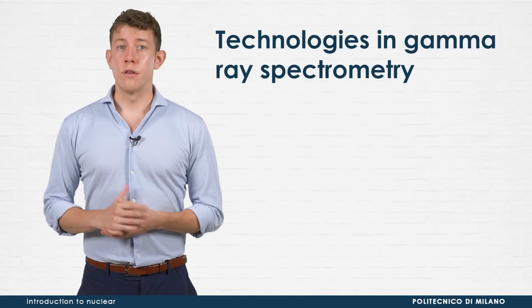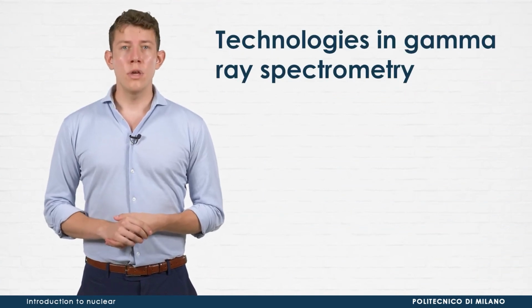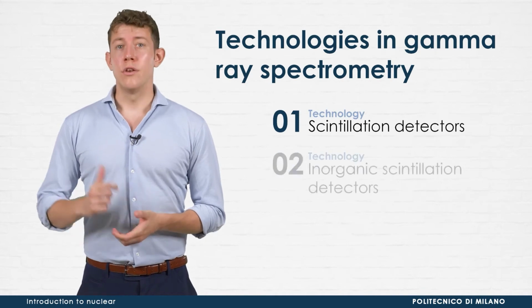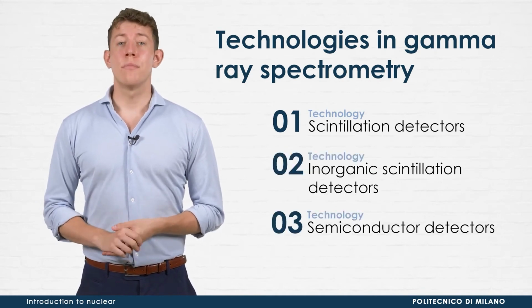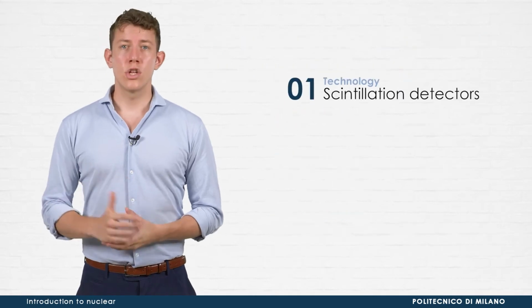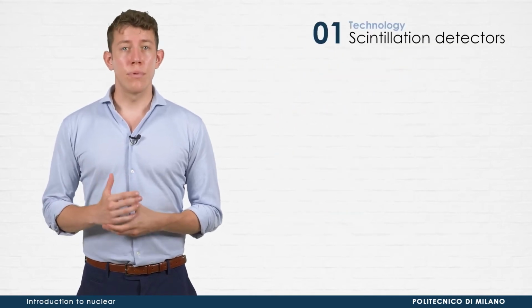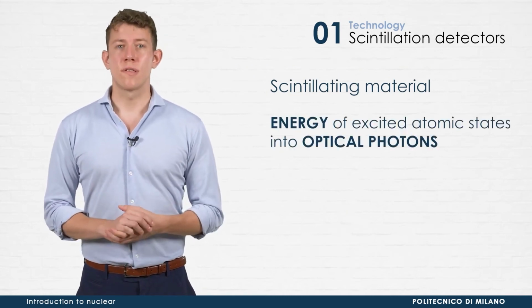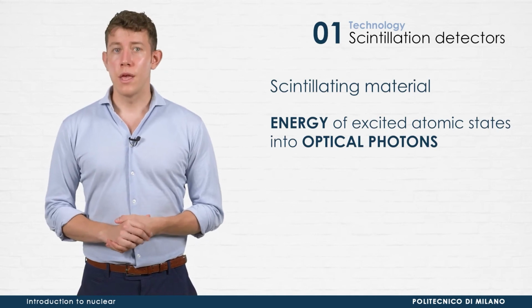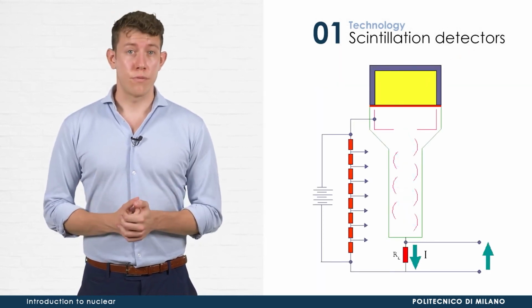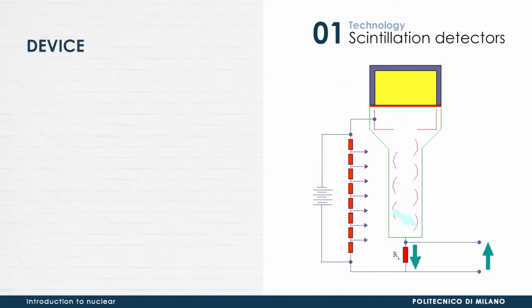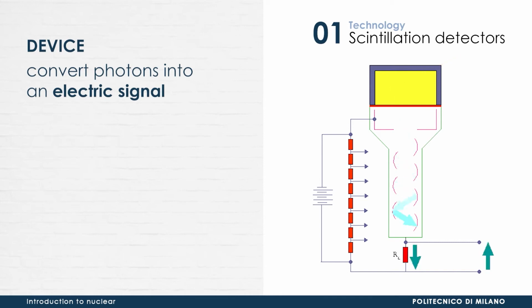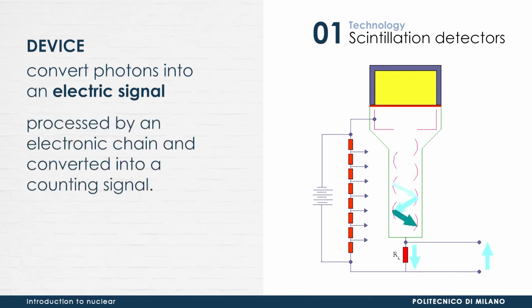Regarding the most used technologies employed in gamma ray spectrometry, we can mention scintillation detectors, inorganic scintillation detectors, and semiconductor detectors. Scintillation detectors are a category of instruments that employs a scintillating material, capable of converting the energy of excited atomic states into optical photons. The light produced is guided to a photodetector. This device, usually a photomultiplier tube, can convert photons into an electric signal, which is then processed by an electronic chain and converted into a counting signal.